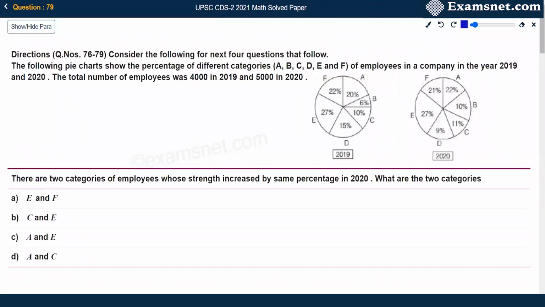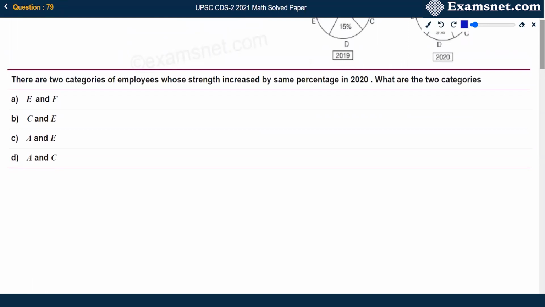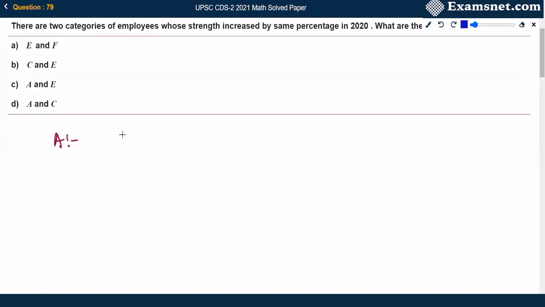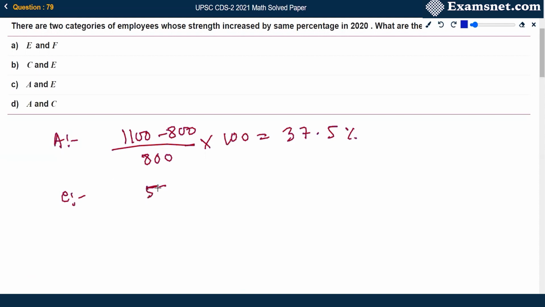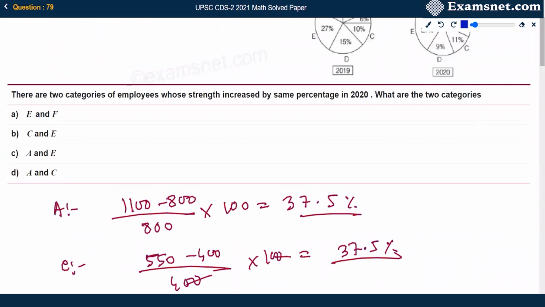Question number 79 is also the continuation of the previous one. Here is the question. There are two categories of employees whose strength is increased by same percentage in 2020. What are these two categories? So I have already shown you for all the categories in question number 77, what is the changes in percentage. So again, I want to make you remember, for category A, the change was 37.5%, and category C, the change was 37.5%. As you can see, both are same. So for these two categories, the strength increased by same percentage in 2020, that is A and C. So here option D is the correct answer.